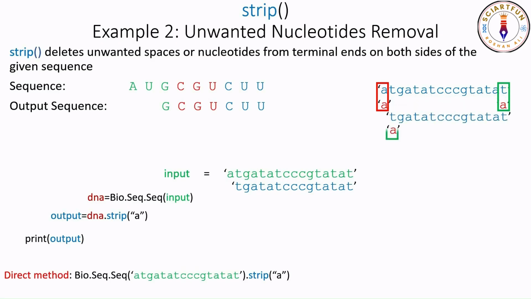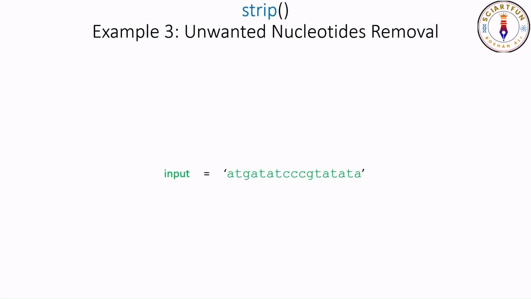Now it will match A with the left end of the sequence only. As you can see, there is no A left on the left end of this sequence, therefore, it will stop further iterations on this end too. So our final product will be like this. Now let's take a different example. Again we want to remove A from both the ends. Follow these steps to remove A's from both the ends.